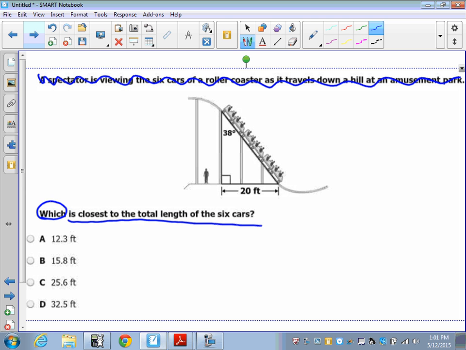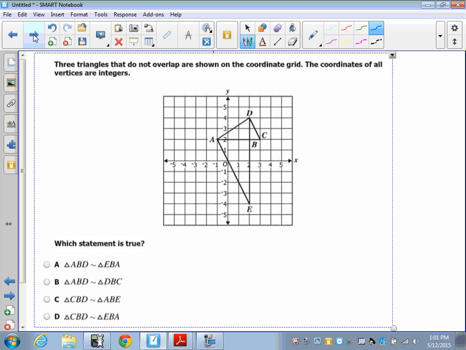So your step should be look for the question word and then use the diagram. Do I need any other information? No. Here's the 6 cars right here. This is going to be X, and I see that I have a right triangle. So just using those little shortcuts will probably help alleviate some stress and get you more focused on how to solve the problems.